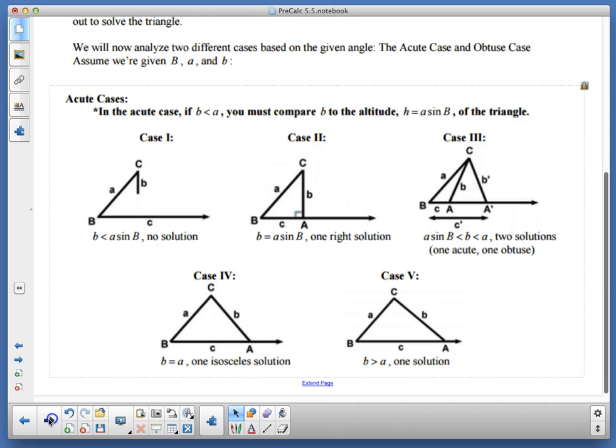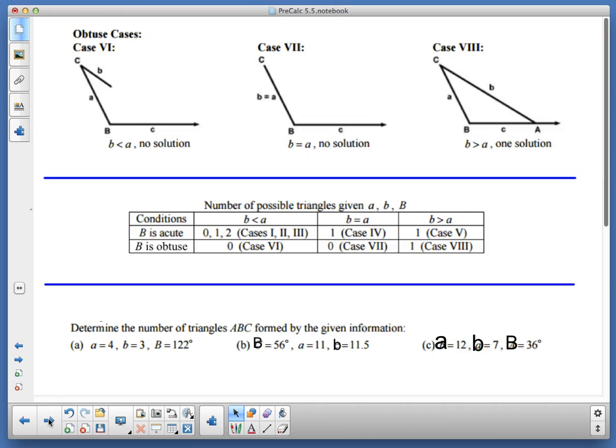So let's go on to this next page. We got case 6 and case 7 and case 8. These are all obtuse. And when I got an obtuse situation, I don't have to check for the height. I got to check for the height in the acute situation. In the obtuse situation, the side opposite the provided angle must be bigger than this other side provided.